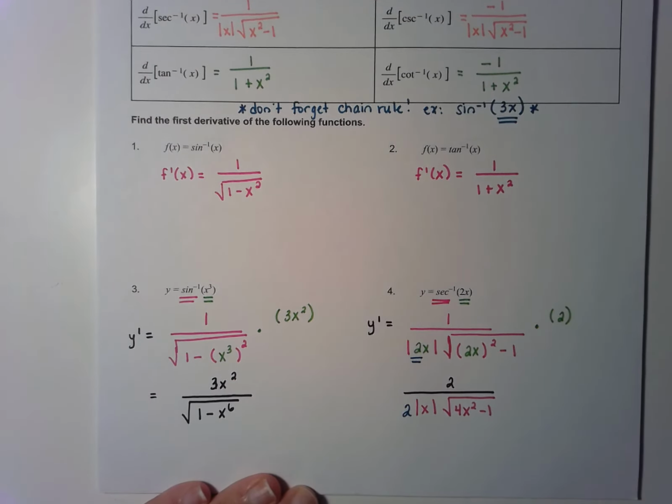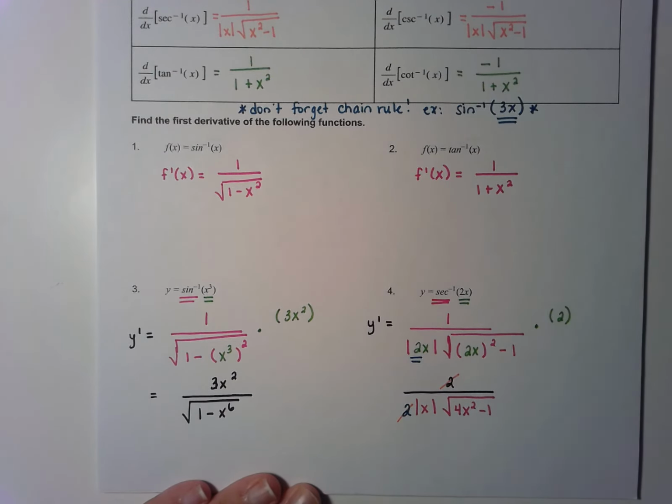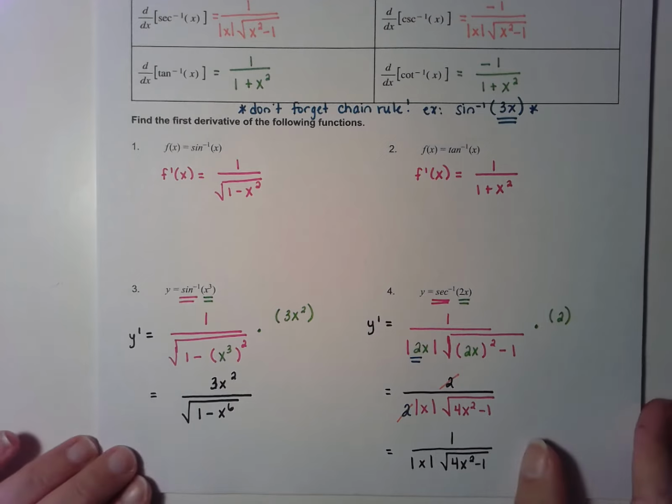Last but not least, we can simplify. So the 2 and the 2 simplify because 2 divided by 2 makes 1, which means we get 1 over the absolute value of x times the square root of 4x squared minus 1. And that would be your final answer. Let's take a look at a couple more examples.